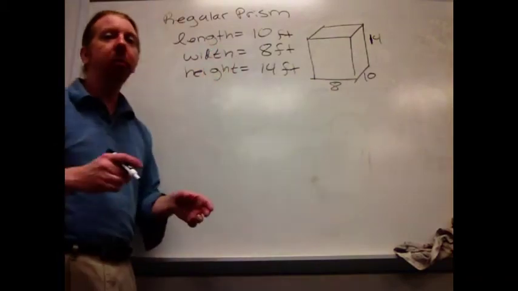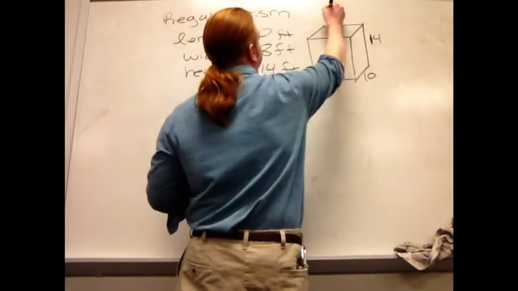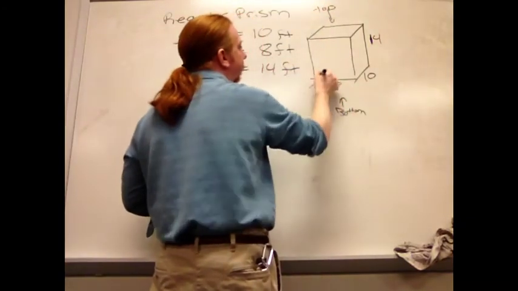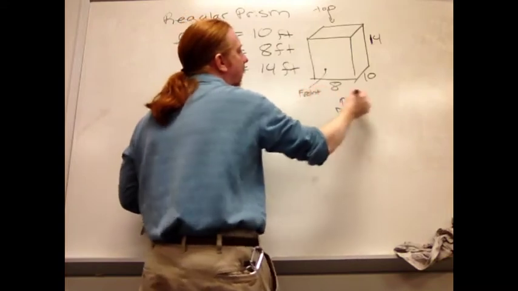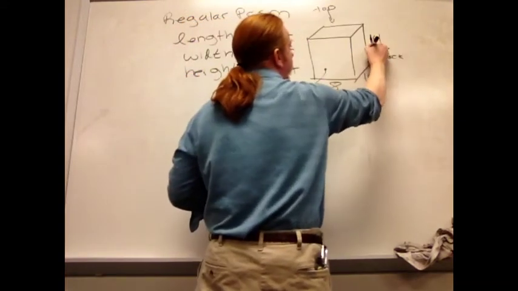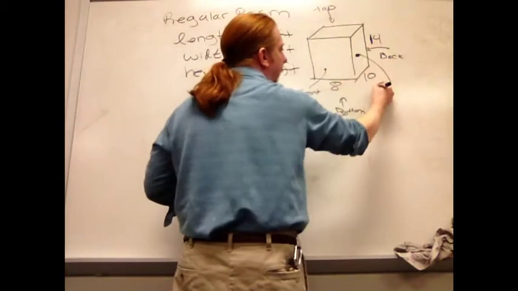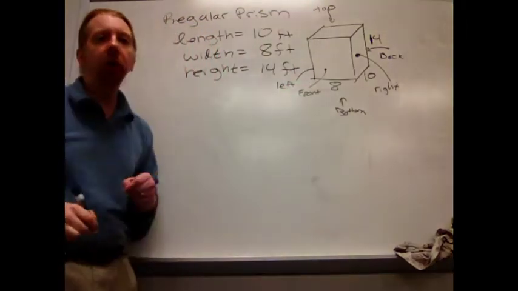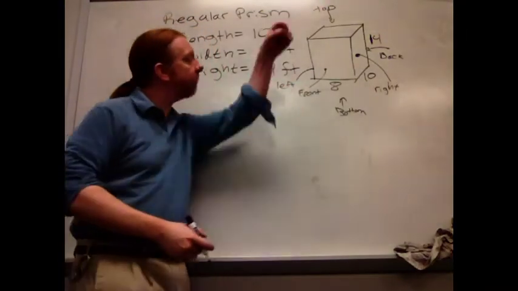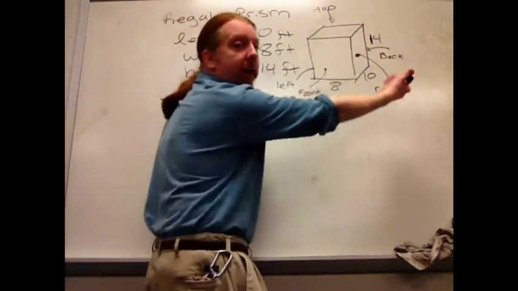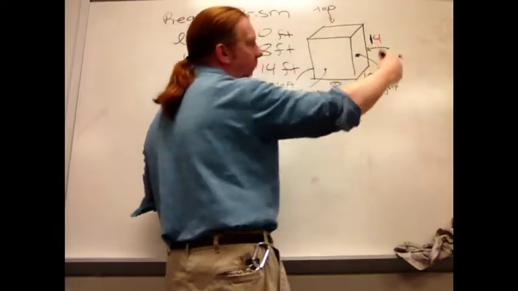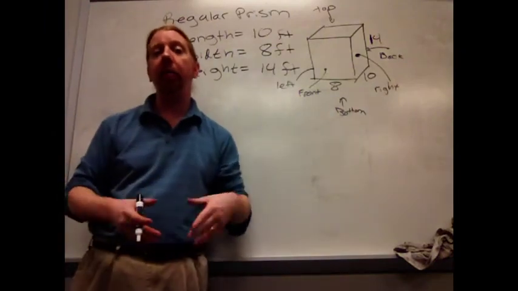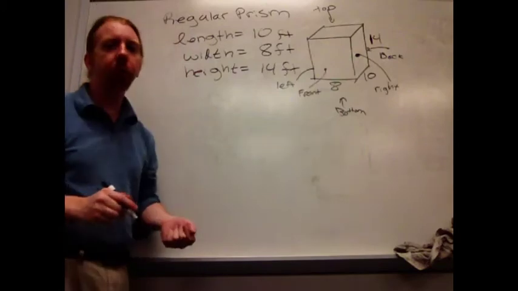Now, when I do my inventory, I'm looking at a top, a bottom, a front, a back, a right, and a left. Those represent my 6 surfaces. Top and bottom, front and back, left, right. Now, because this is a rectangular prism, these surfaces are paired up so that they match. Let's start doing our inventory.